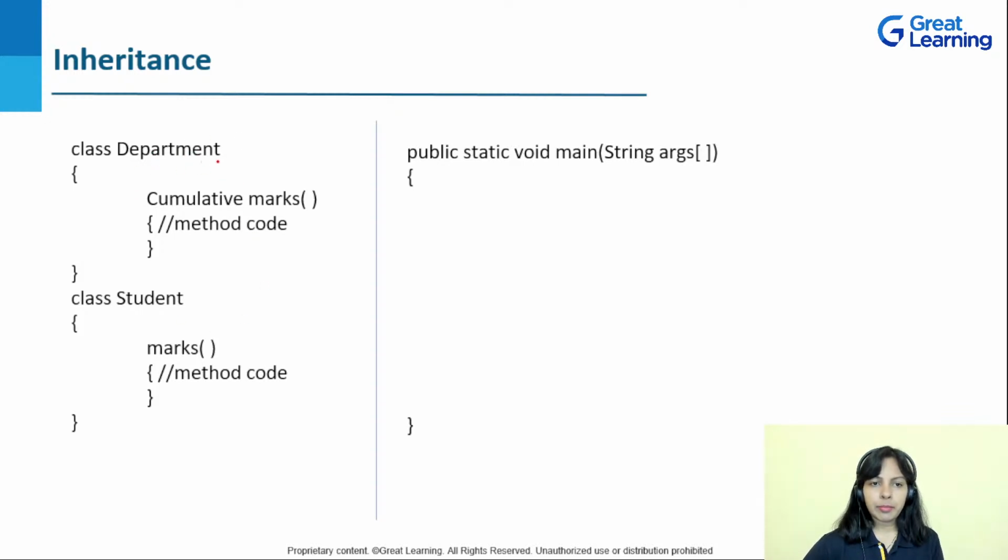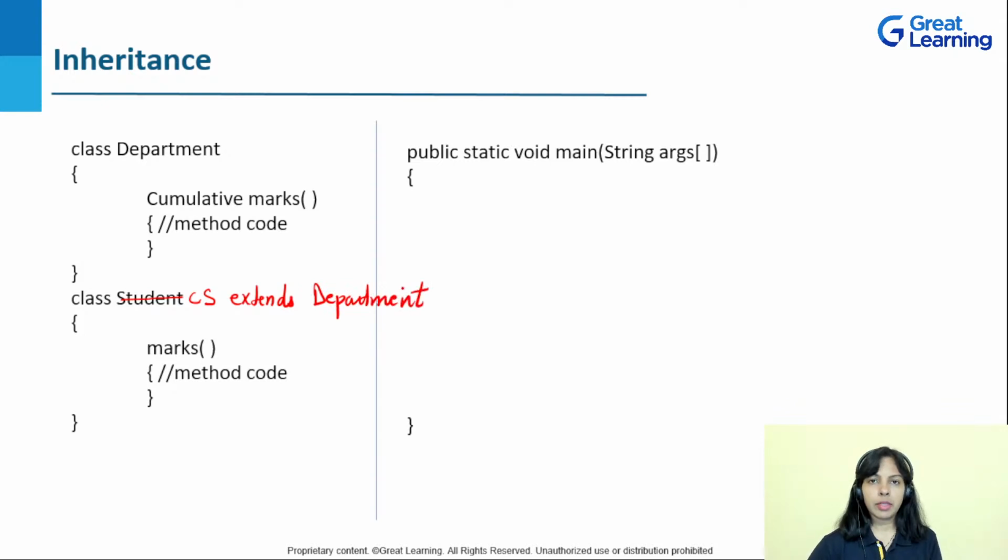So class department. Okay, I will change this class here now. Okay, this class is suppose CS, computer science. So class department is there. There is a method here, cumulative marks, which is calculating the marks, suppose. Then there is a class CS, computer science. It is having a method marks. Now, I want to use the concept of inheritance here. So what I'll do, I'll write here extends department, right?